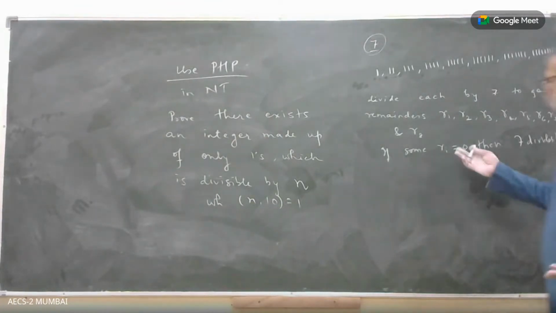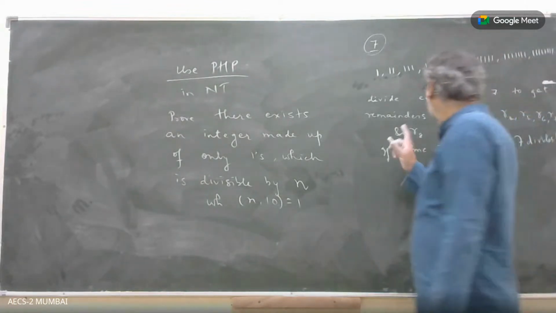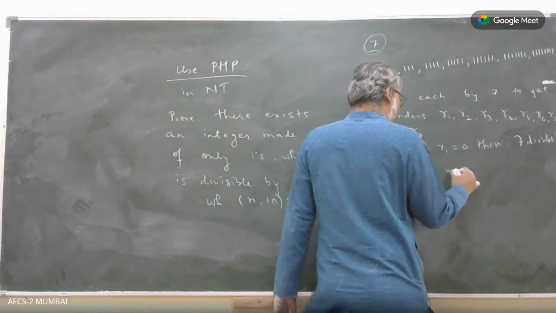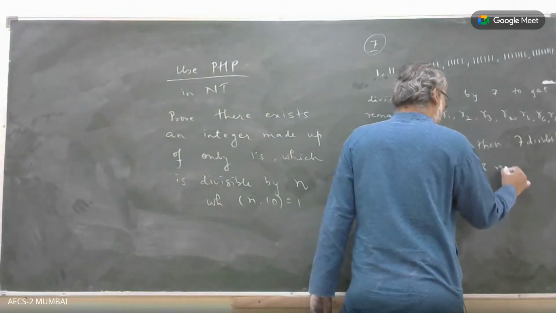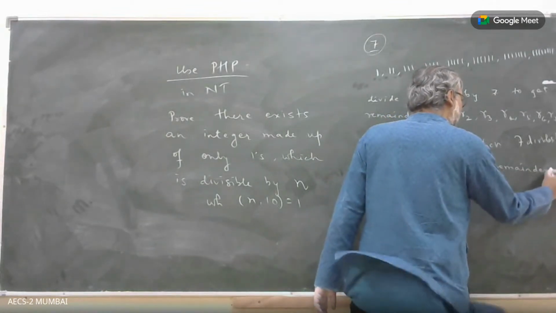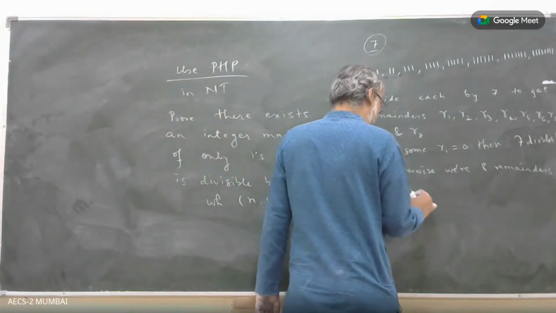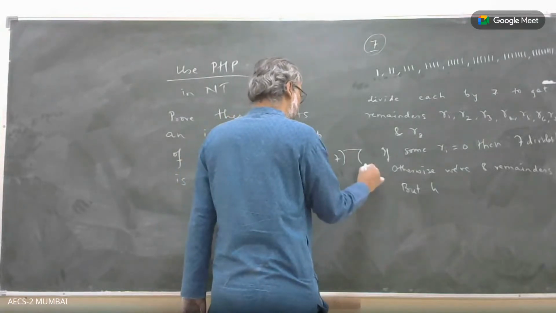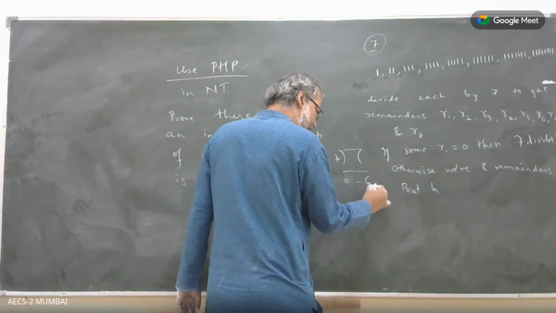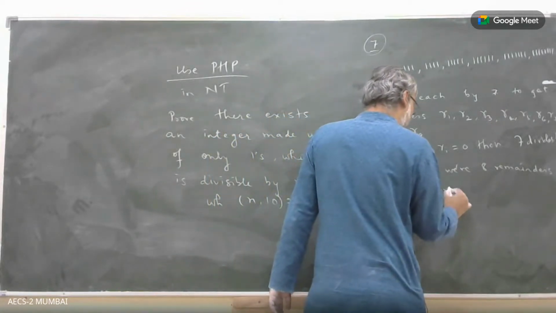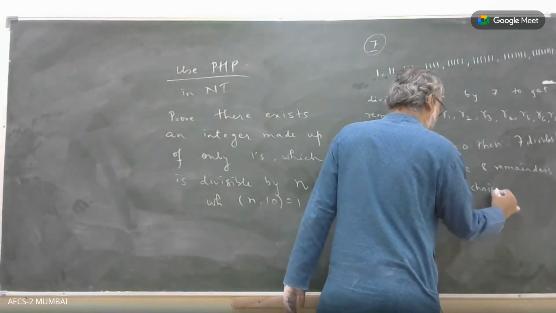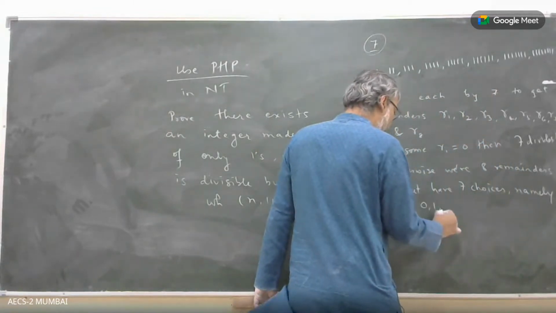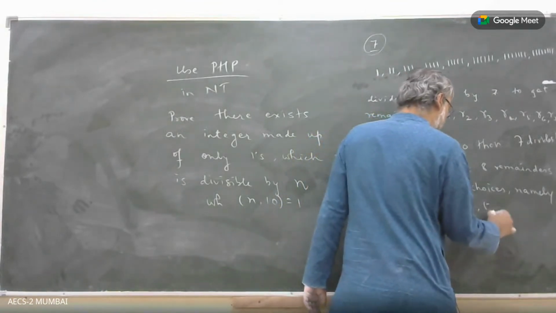But I don't know what remainders are. So otherwise, I'll ask you this way. Otherwise, we have 8 remainders, right? And what are the choices? When I divide by 7, what are the possible remainders? 0, 1, 2, 3, 4, 5, up to 6. There are 7 choices, namely 0, 1, 2, 3, 4, 5, 6.